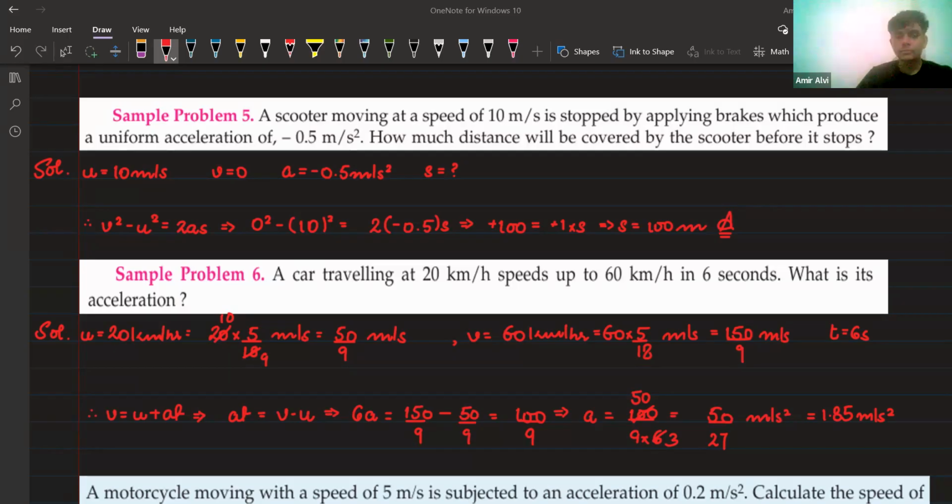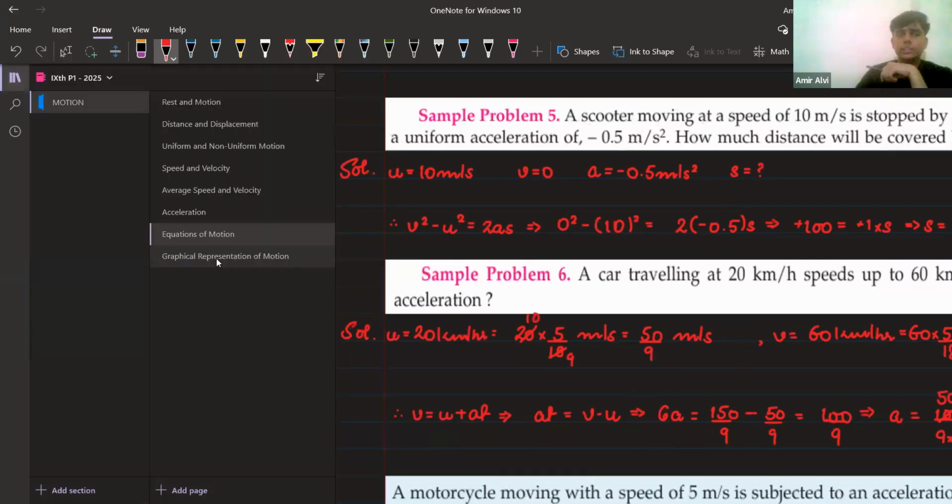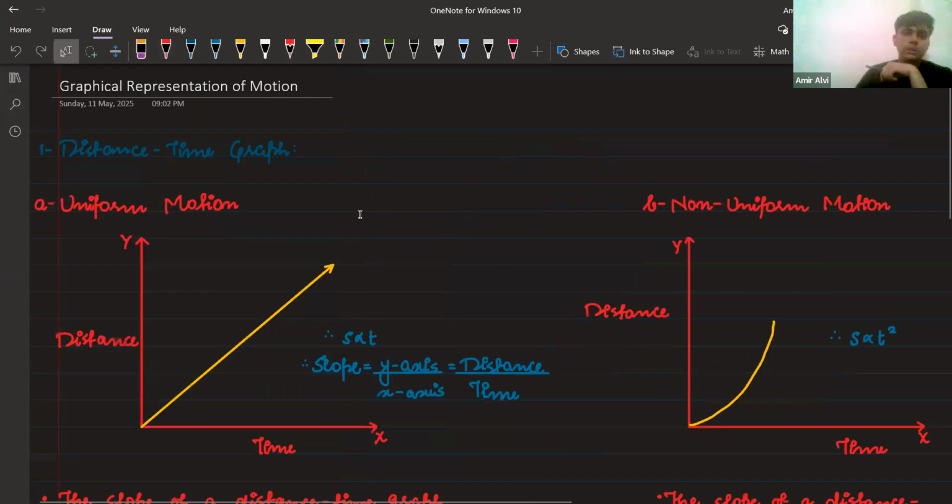Done, Naisha? Yes, sir. Okay, now let's move to the graph part. So basically, Naisha, in this graph part, there are two types of graph that we are going to study in this chapter, right?